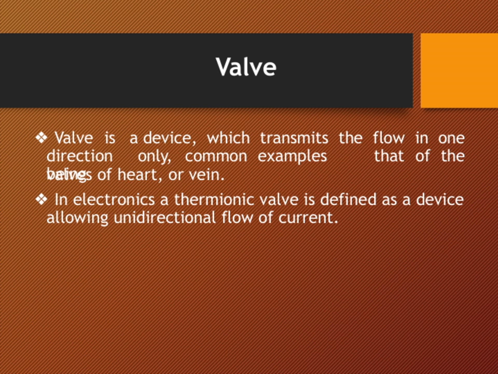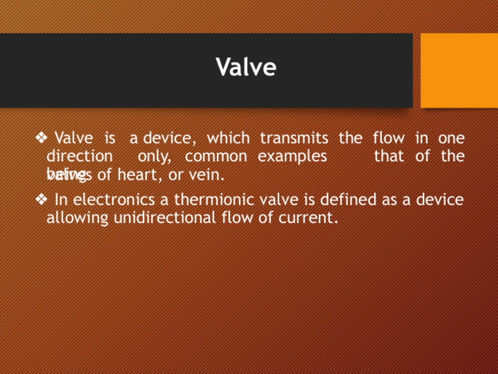It's essentially a device that transmits flow in just one direction. Common examples of such valves include those found in our cardiovascular system, like the heart valves, which keep the blood moving forward, and in electronic circuits, where thermionic valves, or vacuum tubes, control the direction of electrical current. Understanding these valves, whether in biology or electronics, highlights how crucial unidirectional flow is for proper function and efficiency in both systems.